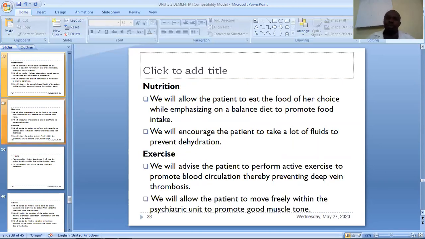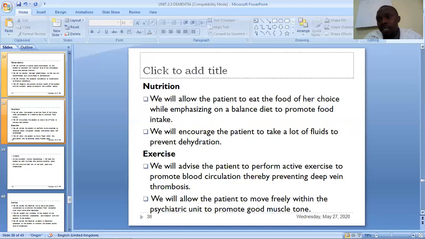How about nutrition? We'll allow the patient to eat the food of her choice or his choice while emphasizing on the balanced diet to promote food intake. We'll encourage the patient to take a lot of fluids to prevent dehydration.